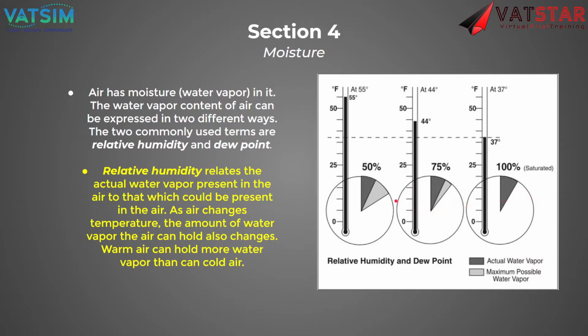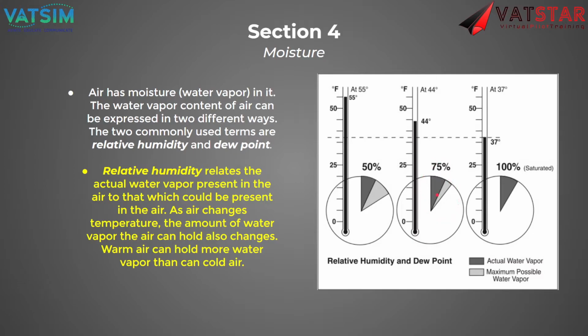If you look at the diagram here, the white represents how much water could be held at 55 degrees and how much water is actually in the air. Here we're holding 50% of the possible capacity. Now, if you look at 44 degrees, the water amount has actually been unchanged, but the amount of water the air can hold has decreased. So you've increased the relative humidity.